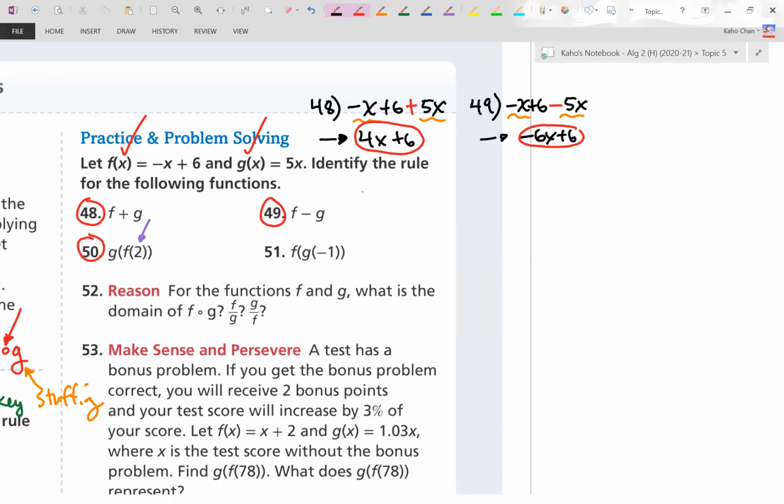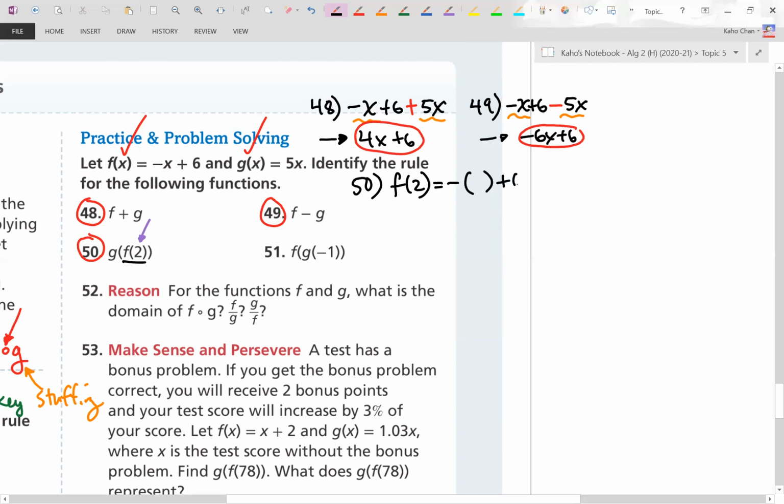So here's number 50. Let's do f of 2 first. We're just doing the inside right there. f of 2, take the function f of x and replace x with 2. That's all we're doing. So in this case, this equals negative 2 plus 6. That equals positive 4. Yay. That answer goes into g. Makes sense? So g of f of 2, the answer we just got, 4, goes in here. So we're looking for g of 4 now.